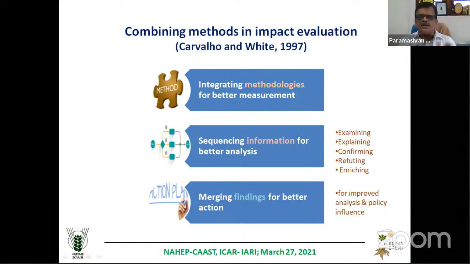One is you are integrating the methodology. You are using the quantitative and qualitative methods for sequencing the information for the better analysis. Third one is you are merging the findings, whatever you collected from quantitative and qualitative research, for better explanation, improved analysis, better insight, which will be helping you in making or reforming or creating the policy.